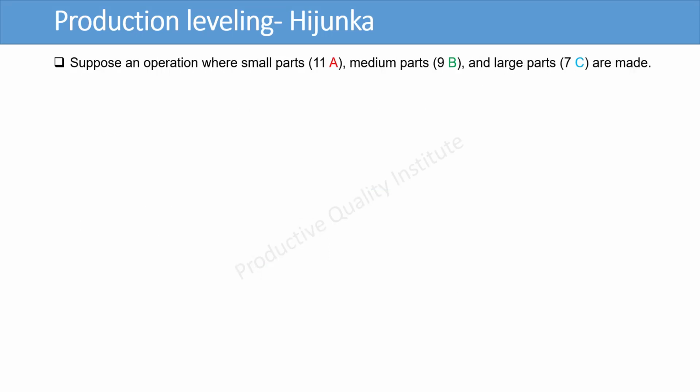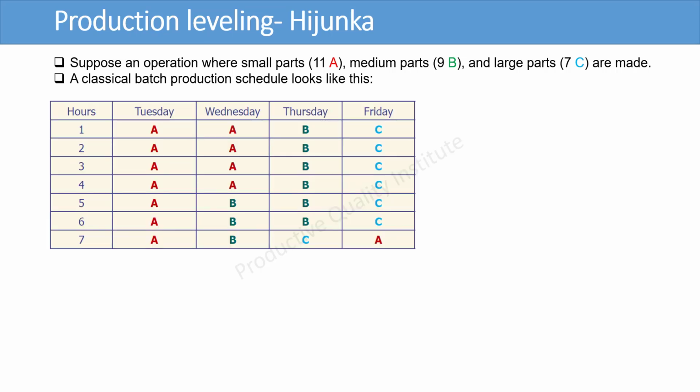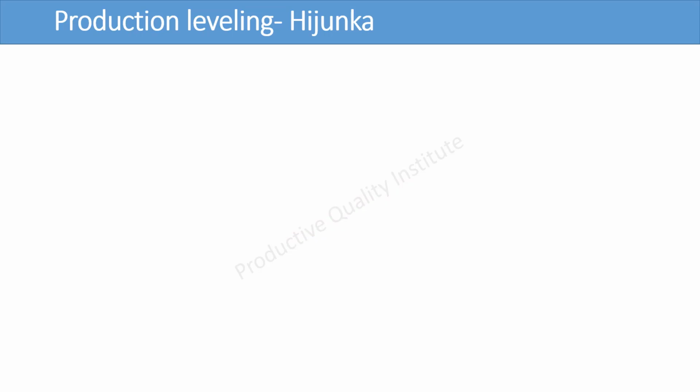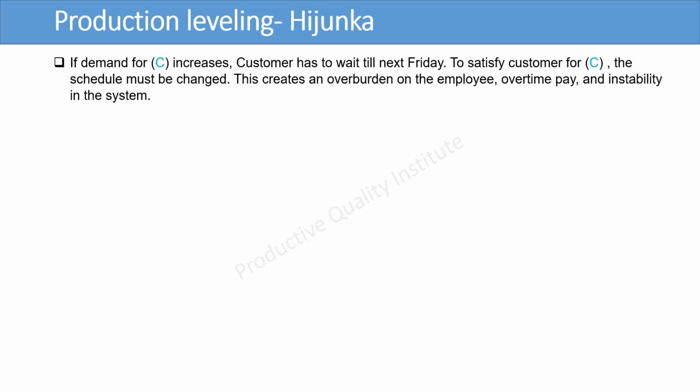Suppose an operation where small parts, 11A, medium parts, 9B, and large parts, 7C, are made. A classical batch production schedule looks like this. Although the required forecast is met, this is not Heijunka. If demand for C increases, the customer has to wait till next Friday. To satisfy the customer for C, the schedule must be changed.